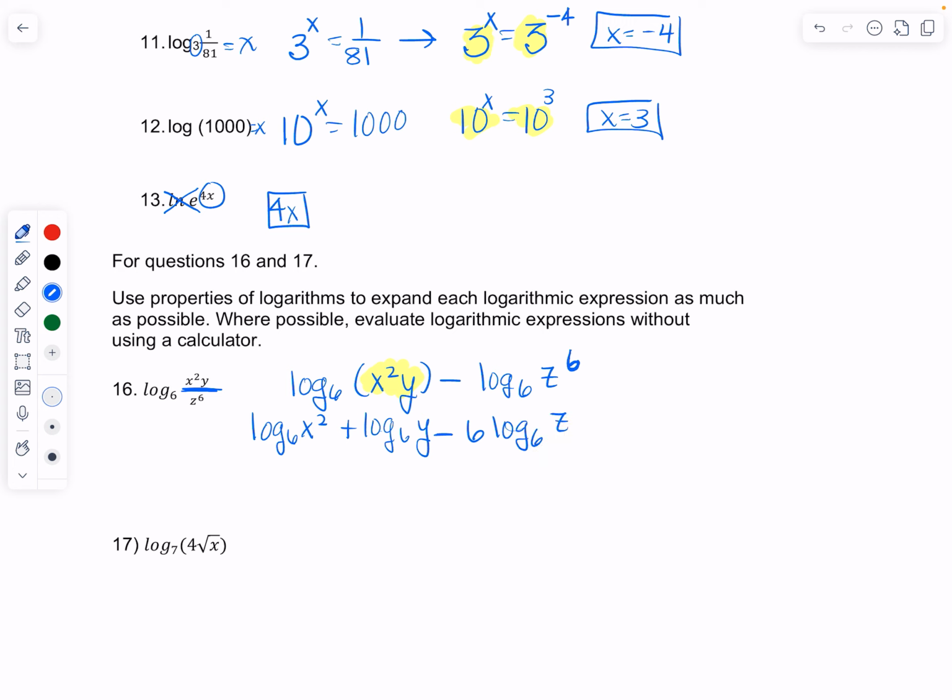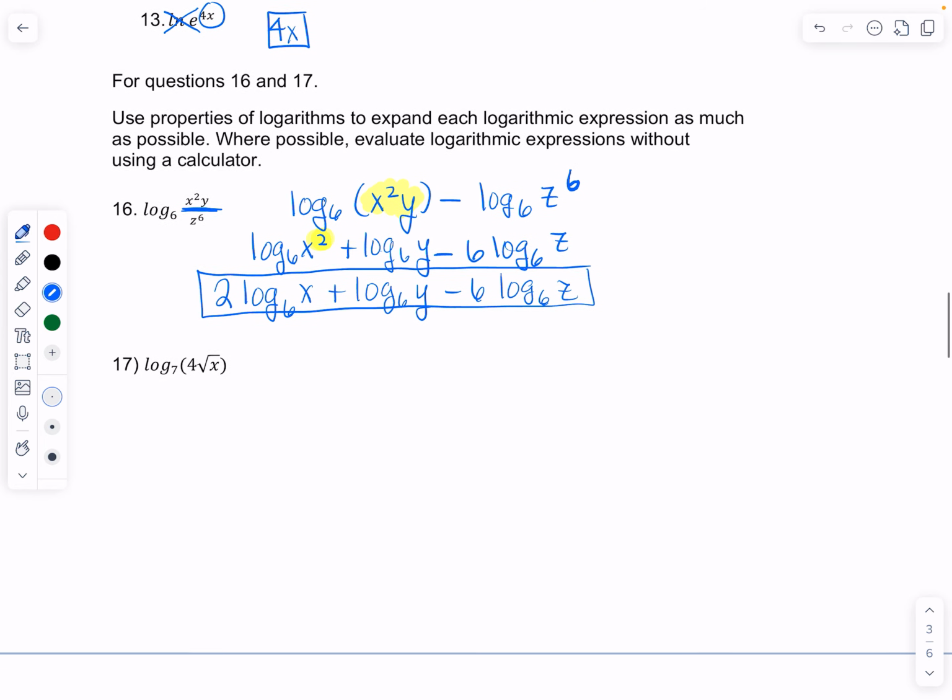Okay. Now I have one more little thing to do, and it is to take care of this x squared, exponent 2. So remember that can be brought down in front. So 2 log base 6 of x plus log base 6 of y minus 6 log base 6 of z. And that will give you the answer for number 16.